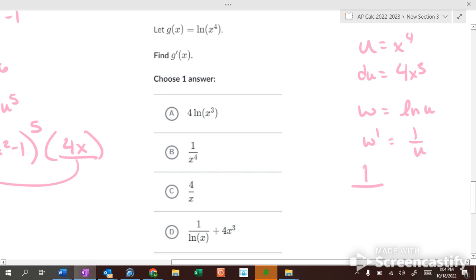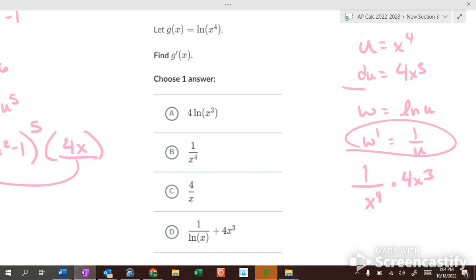So it's 1 over x to the 4th times du, 4x to the 3rd, because it's this times this. So 4x to the 3rd over x to the 4th, isn't that really 4 over x? Because x to the 3rd cancels with x to the 4th. So 4 over x is choice C. The chain rule.